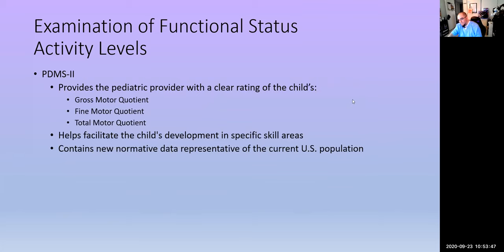And then we have the PDMS, the Peabody Developmental Motor Scale. The PDMS is a pediatric functional scale. It helps provide the pediatric provider with a clear rating of the child's gross motor, fine motor, and total motor quotient. In the parent's world, it helps them put their child on a scale of where they rate with other children. And you would think that this wouldn't matter to parents, but oh my God, they really want to know where their child is.